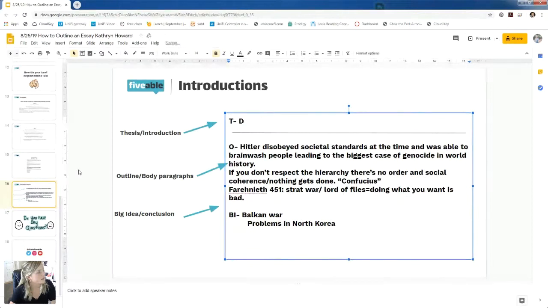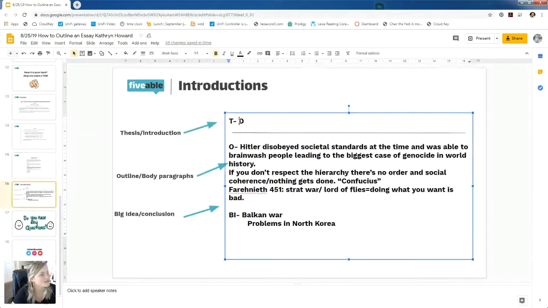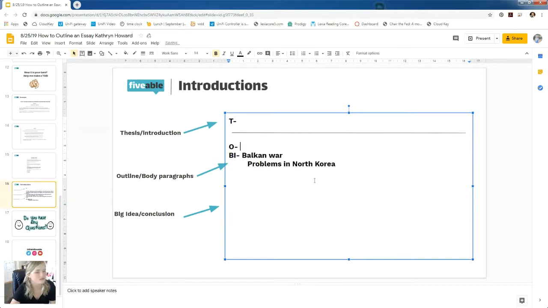This prompt is: television has been influential in the United States since the 1960s, but just what has the influence had, and how does it affect who is elected? Has it made elections fair and more accessible, or has it moved candidates from pursuing issues to pursuing images? Which I think is like, whoa, man, that's deep. But I kind of wish I got that on the AP exam. That would be a cool prompt. So this is a synthesis essay, but since I don't have the sources pulled up, I'm just going to treat it like an argument essay because it could do that.